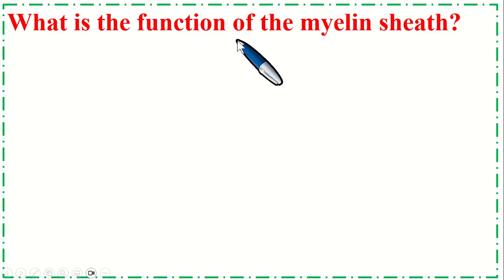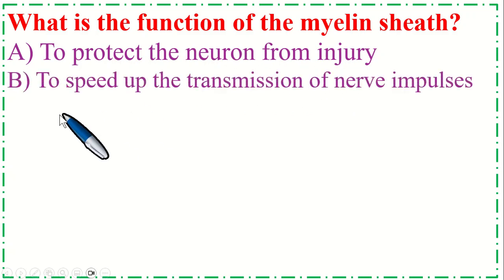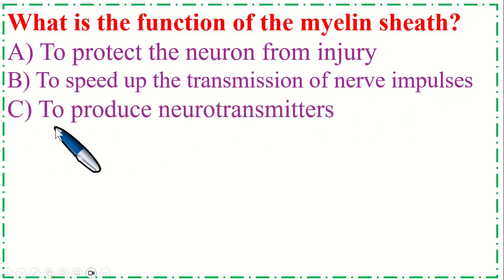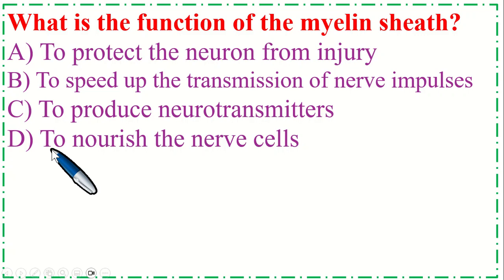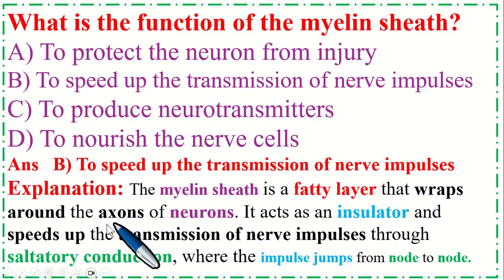What is the function of the myelin sheath? Option A, to protect the neuron from injury. Option B, to speed up the transmission of the nerve impulses. C, to produce neurotransmitters. And option D, to nourish the nerve cells. So the correct option is B, to speed up the transmission of nerve impulses.